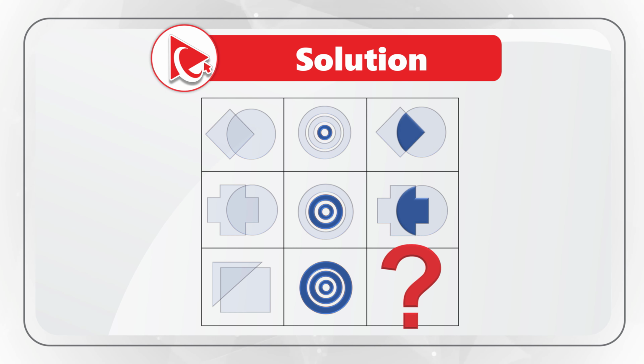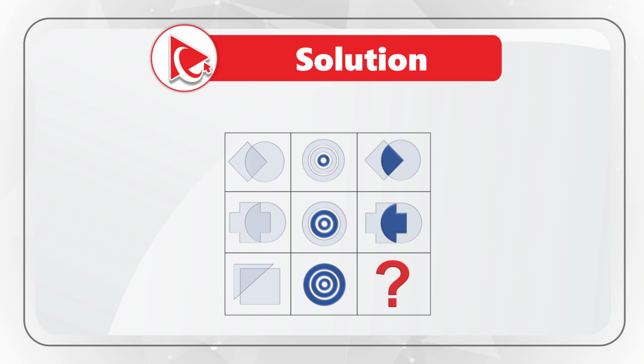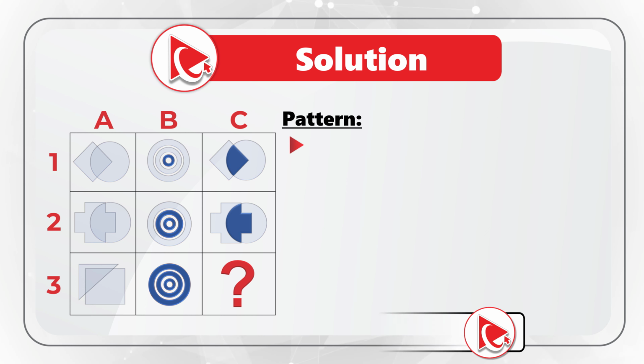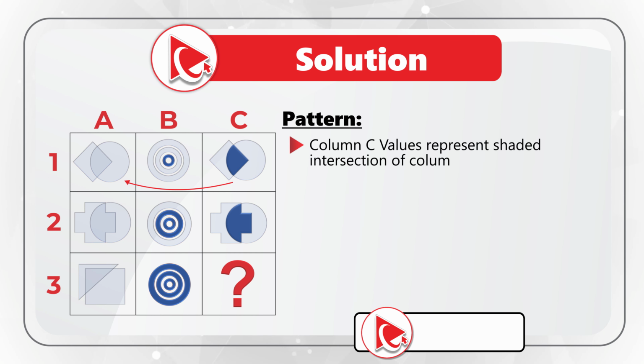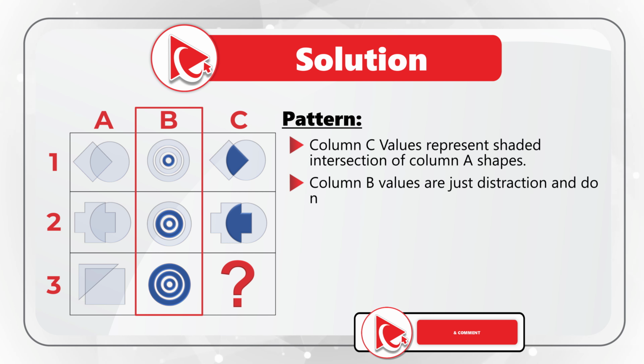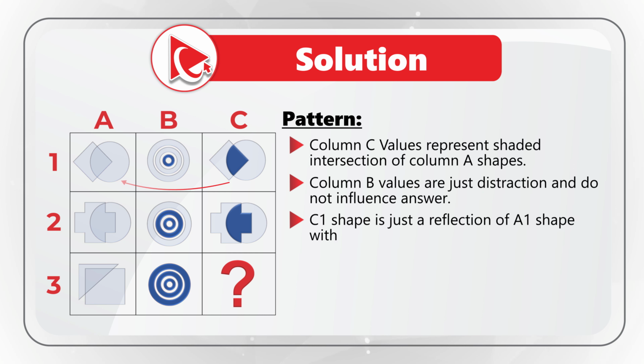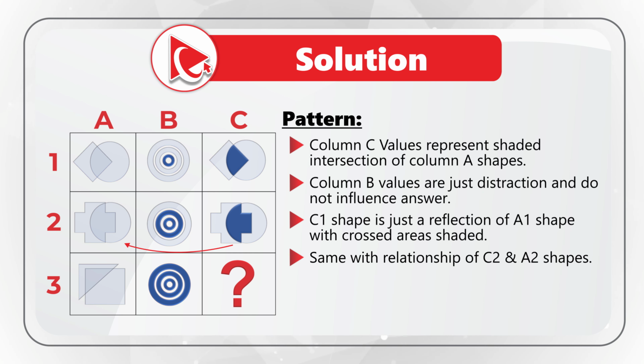Let me first add some references to the matrix. We will name columns A, B, and C, and we will name rows 1, 2, and 3. And you probably noticed here, but column C values represent shaded intersection of column A shapes. And considering this, column B values are just a distraction and do not influence the answer in any way. For example, C1 shape is just a reflection of A1 shape with the crossed shaded areas. Same with the relationship between the C2 and A2 shapes.